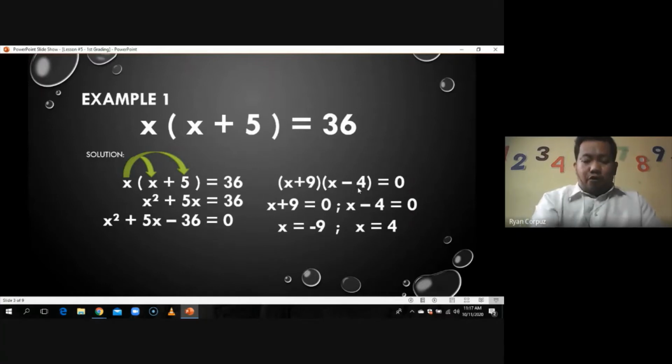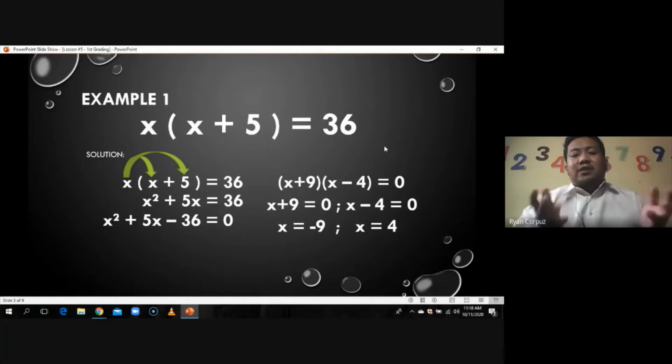to 4. So if we are going to solve example number 1, x times the quantity x plus 5 is equal to 36, we'll come up with the answers negative 9 and positive 4. So that's how we solve an equation that at first we cannot say is quadratic. And again, if we make use of mathematical concepts or ideas, we can make that equation a quadratic equation. So that's how we answer problem number 1.